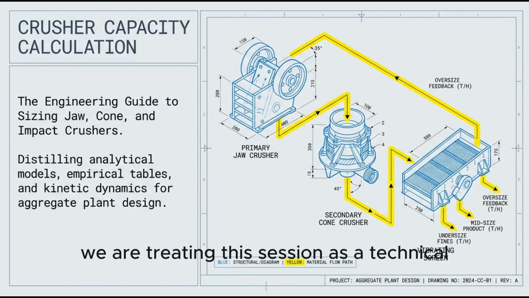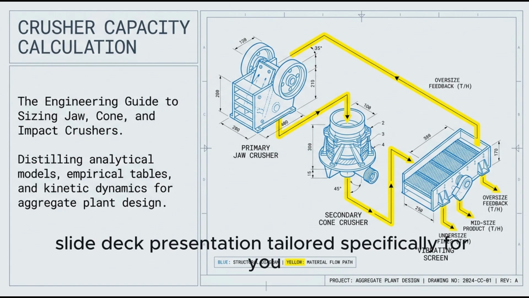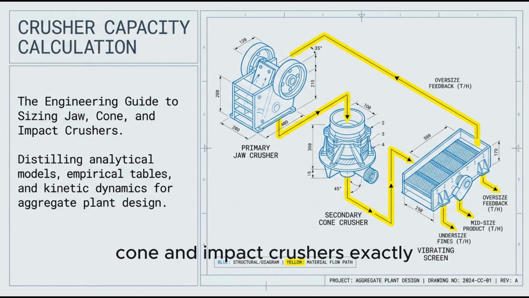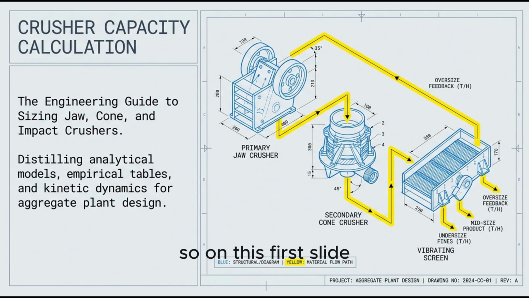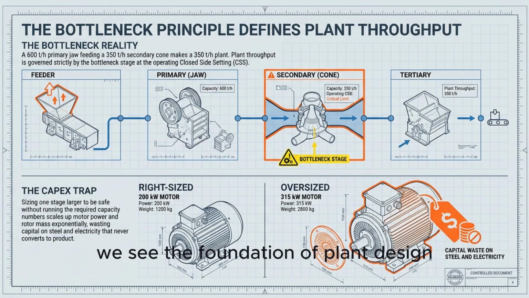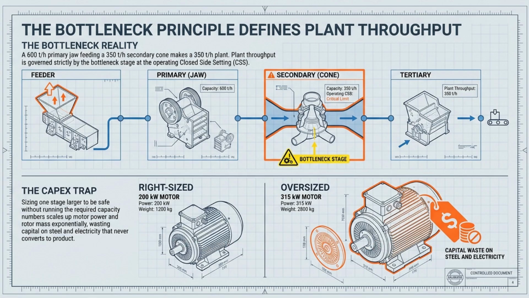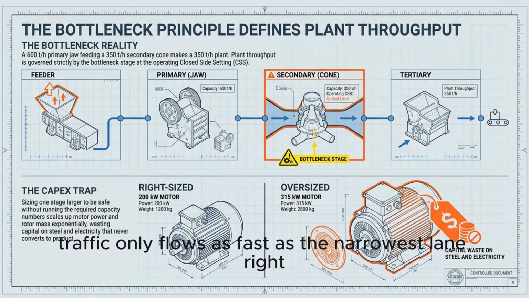We are treating this session as a technical slide deck presentation tailored specifically for you, the professional plant designer. Yeah, our mission here is to walk chronologically through the engineering guide for sizing jaw, cone, and impact crushers. Exactly. So on this first slide, we see the foundation of plant design. The bottleneck principle. Think of a processing plant like a multi-lane highway. Traffic only flows as fast as the narrowest lane.